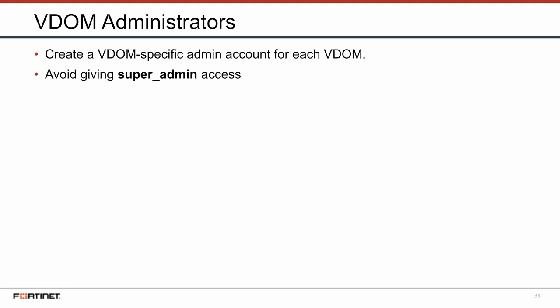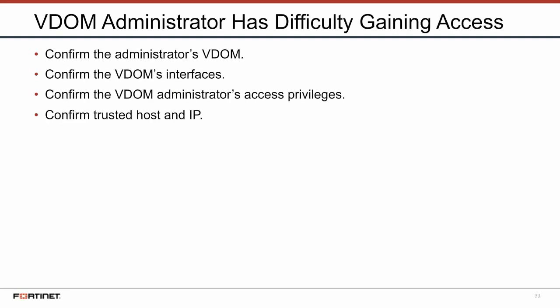With VDOMs configured, administrators have an extra layer of permissions and may have problems accessing the desired information. If an administrator cannot gain access, check the following. Confirm the administrator's VDOM. Each administrator account, other than the super_admin account, is tied to one or more specific VDOMs. That administrator is not able to access any other VDOM. It may be possible they are trying to access the wrong VDOM, one that they do not have permissions for.